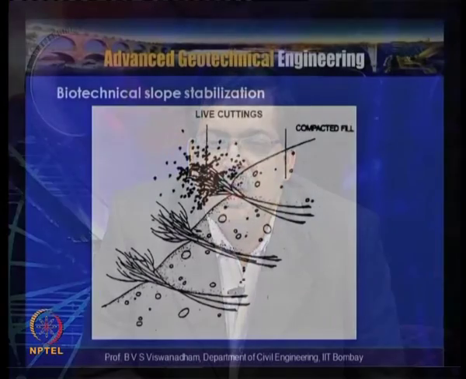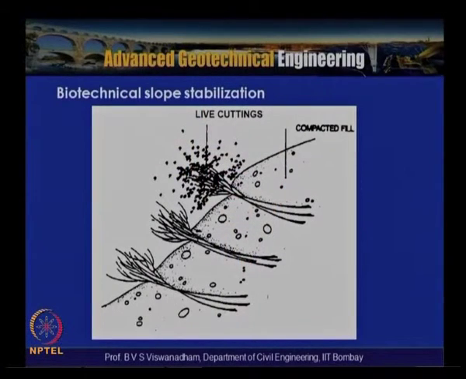So then another stabilization technique we have discussed is called the biotechnical slope stabilization technique, which is gaining popularity. Here selected seeds are placed along the slope, and the roots of these plants penetrate into the ground, and the root and surrounding soil interaction was found to enhance the stability of a slope.